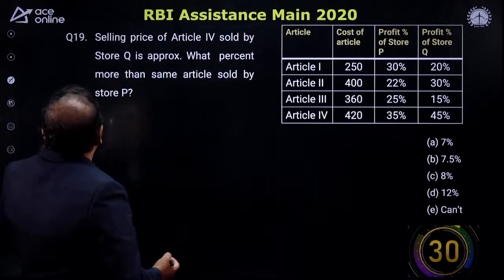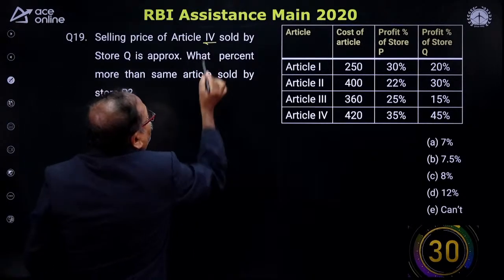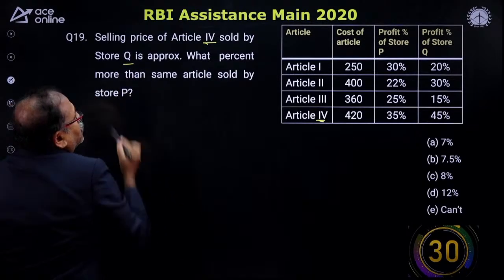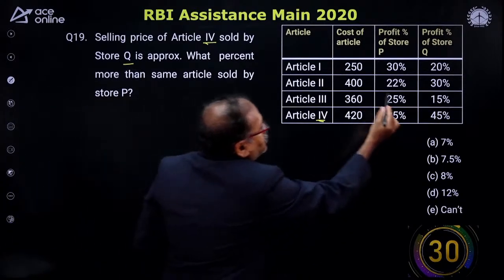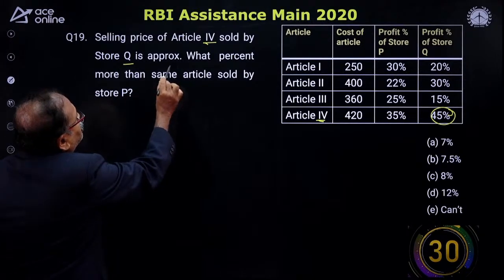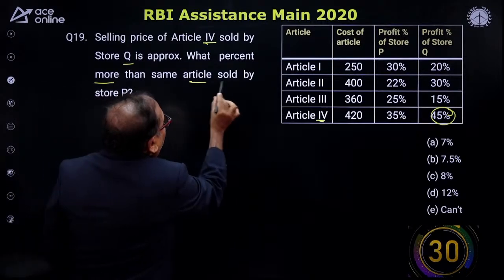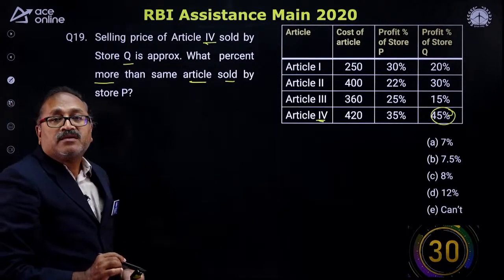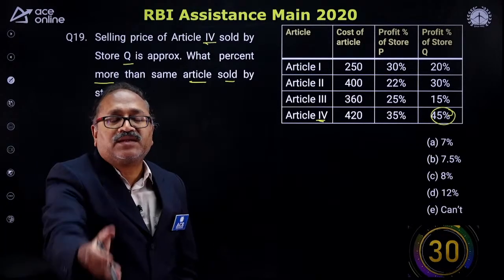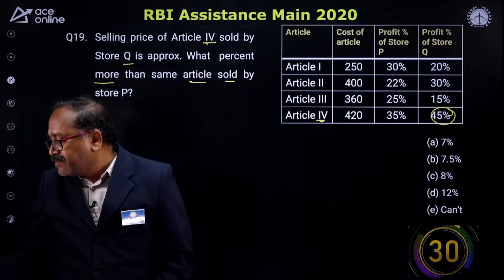Prasanna Rao. Now, look at what this question is. The selling price of Article 4, this article they are talking about, is sold by Q. This is 45% profit. Is approximately what percentage more than the same article sold by P? It's a very easy question. Your 15 second starts now. Only 15 seconds. I'm sure you will be able to answer the question here.